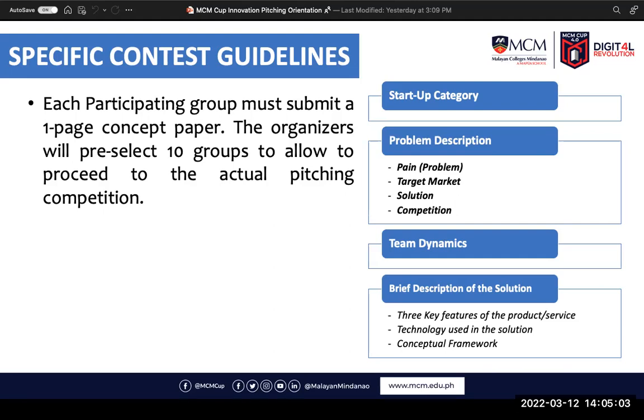In this one-page concept paper, you will need to choose a startup category, which was presented earlier, and provide the problem description, which includes the pain. We should be empathetic by observing what people are experiencing, like current issues in a certain category. Then the target market. After we define the problem, we need to determine if it is marketable, if this idea can reach many markets. After defining the problems, we need to provide a solution. What is our solution to the problems that we identified?